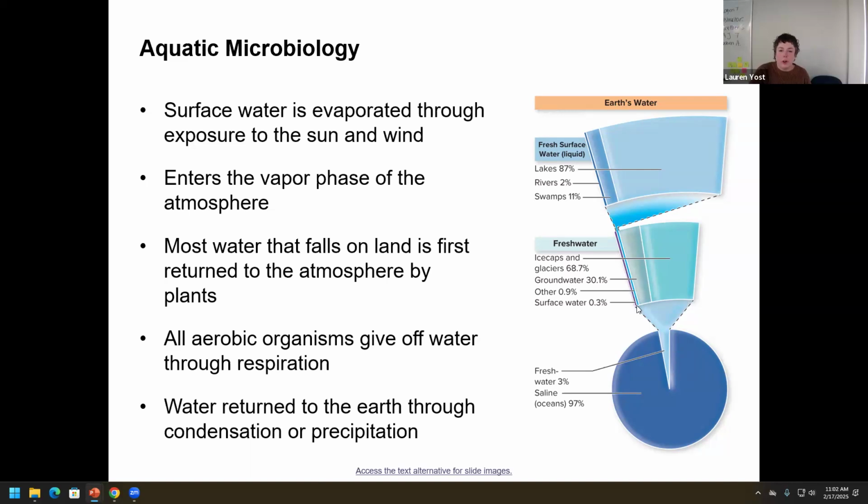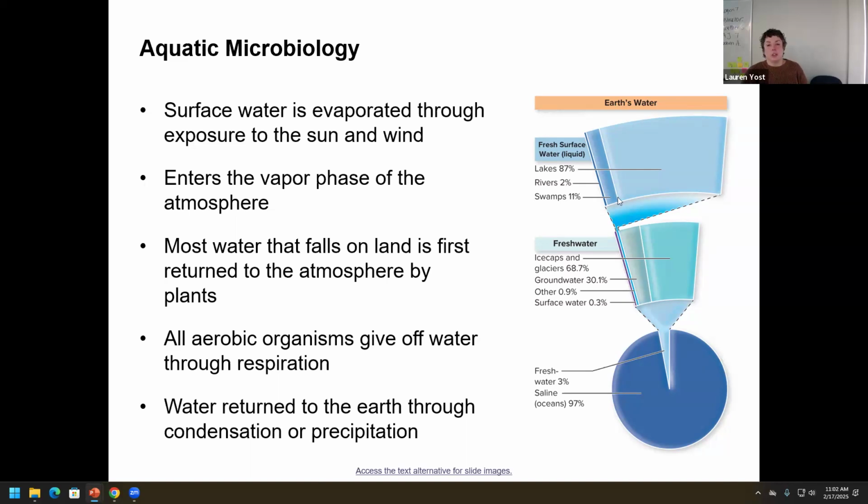This here is like groundwater. Okay. In here, we have this kind of second area that gets broken up up here. This is going to be our other sources. And then we have our surface water here. So from our other sources, this will include our lakes and our rivers and our swamps.